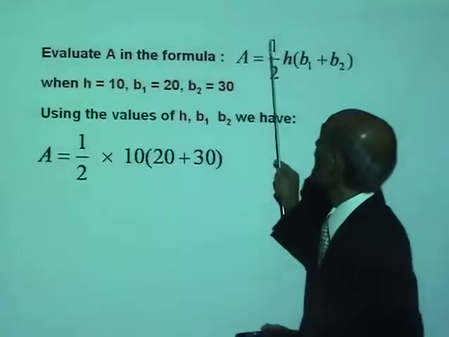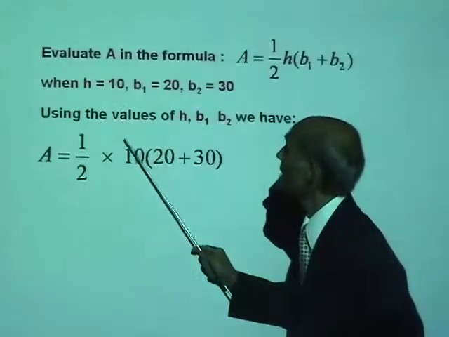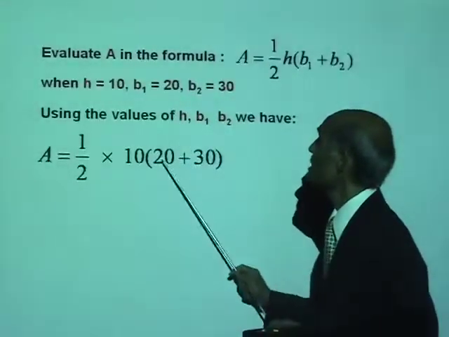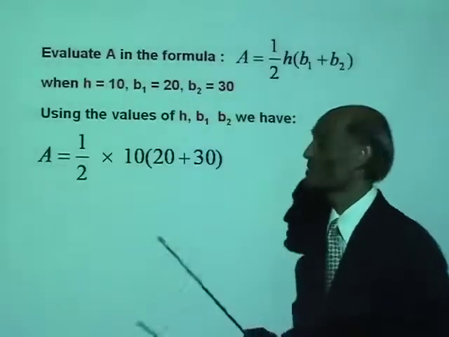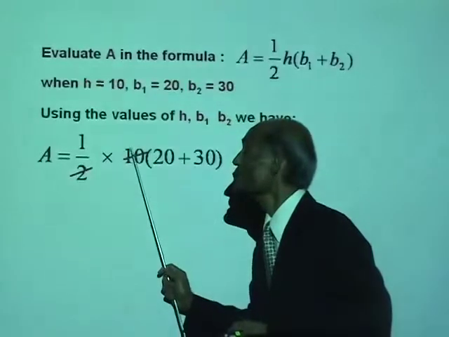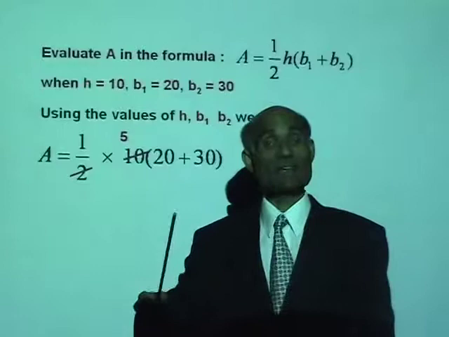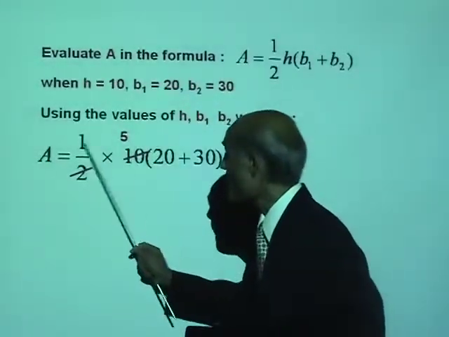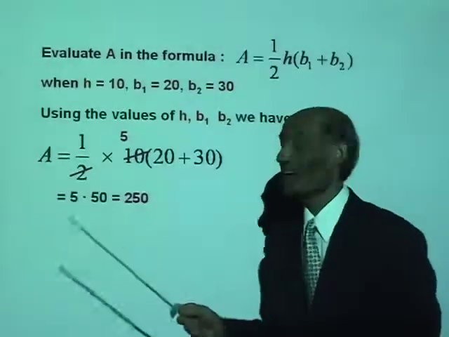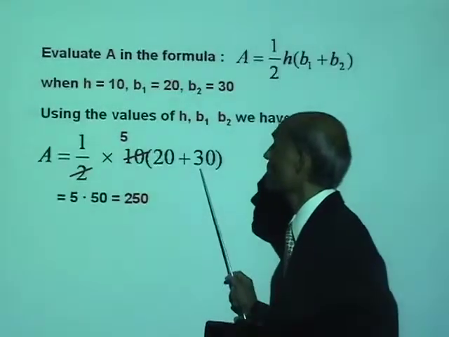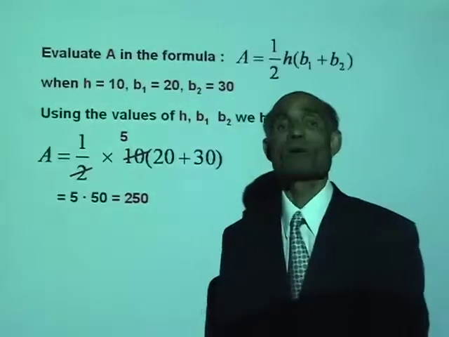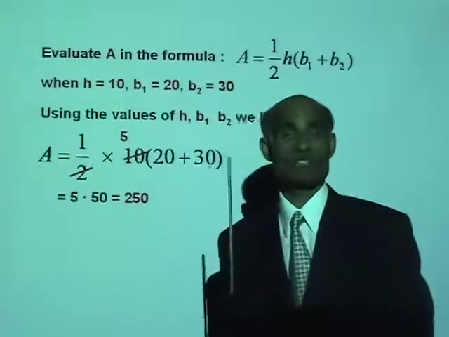A equal to 1/2, in place of H I have 10, times, in parentheses, B1 plus B2. B1 is 20, B2 is 30. That is 20 plus 30. Alright, look at this. What is 1/2 of 10? This 2 goes in 10 5 times. 1/2 of 10 is 5. So this quantity now becomes 5. And what is inside the parenthesis? Inside the parenthesis is 20 plus 30. And that simply becomes 5 multiplied by 50. And 5 multiplied by 50 is 250. Is it okay? Alright, let me know if you need any more explanation on any of these things.